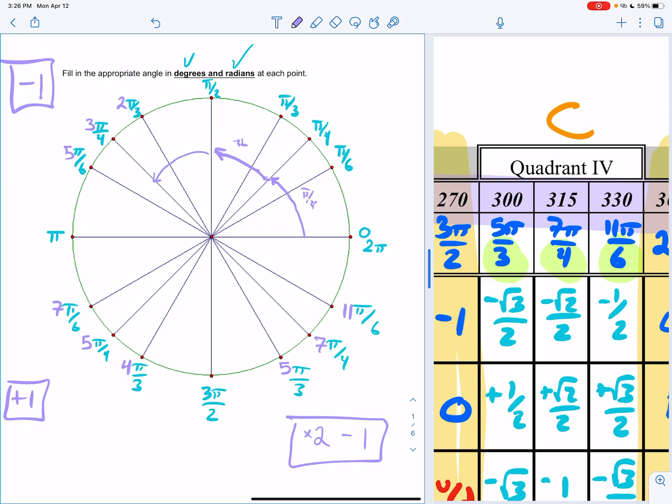That right there would be 3 pi over 4, 4 pi over 4, which is just pi. 5 pi over 4, 6 pi over 4, which reduces to 3 pi over 2. 7 pi over 4, and 8 pi over 4, which is really just 2 pi. So if you want to count that way, you can do it that way too. Okay? As long as you can get the first quadrant, everything else should flow. Okay? So there you go.